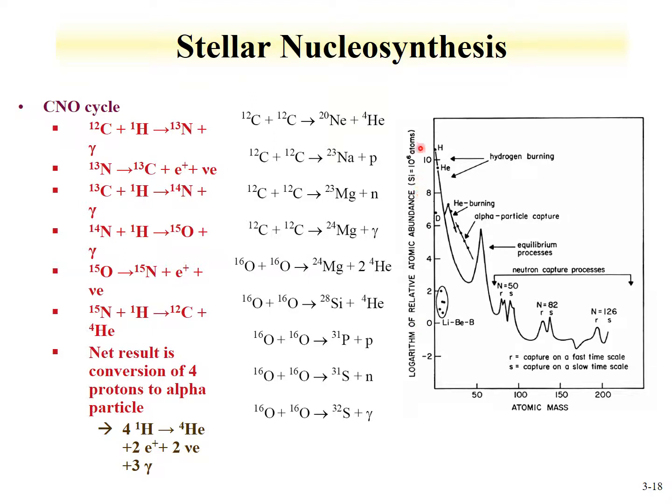And here's a figure that shows the relative atomic abundance as a function of atomic mass. And we see that this is actually related to the nuclear processes that occur. There's also a low amount of lithium, beryllium, and boron. They lie off this line, and that has to do with the lack of nuclear stability of these elements.